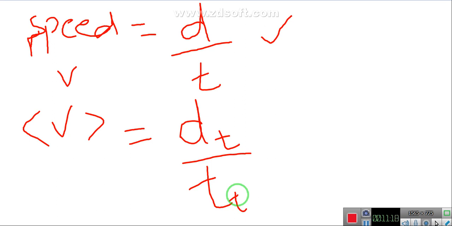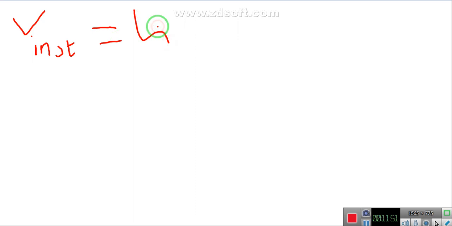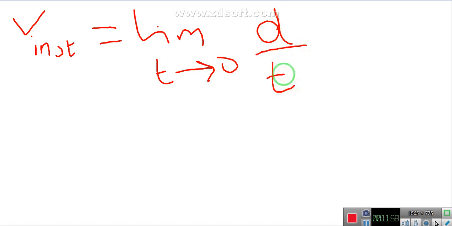This is average speed. We also have instantaneous speed. What is instantaneous speed? Instantaneous speed is the distance covered by an object in a very short interval of time. What does it mean? Like the limit of time approaching 0, distance covered by an object in a very short interval of time. This t is nearly equal to 0. So in a very short interval of time, the object is going to cover a distance. This is called instantaneous speed.